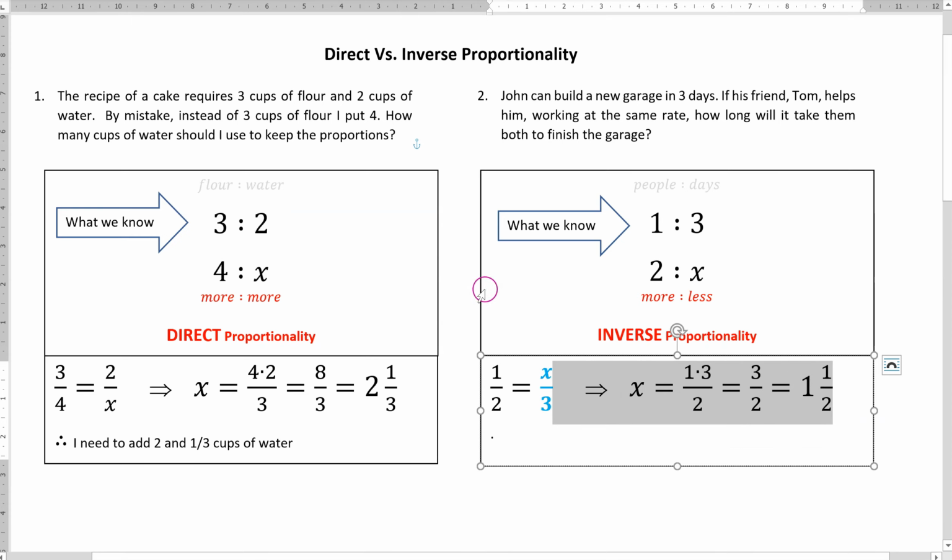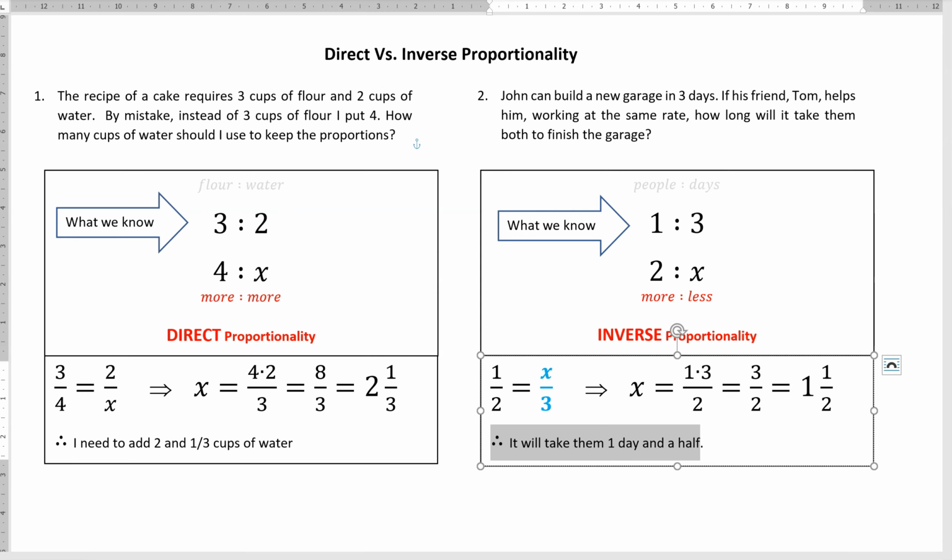X equals 1 times 3 over 2. 3 over 2 equals 1 and 1 over 2. That was X. What was X? Number of days. So they will need 1 day and a half to finish the job. Don't forget to state what you're saying.